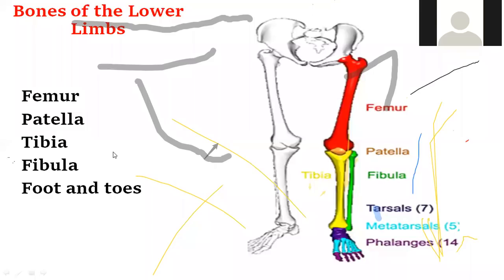And lastly, we have 5 metatarsal bones that form the anterior aspect of the foot. The base of these bones articulates with the cuboid bone. Then the metatarsal bones at their distal end articulate with the proximal phalanges of the toes. The big toe has proximal and distal phalanges, and the remaining toes have proximal, middle, and distal phalanges.